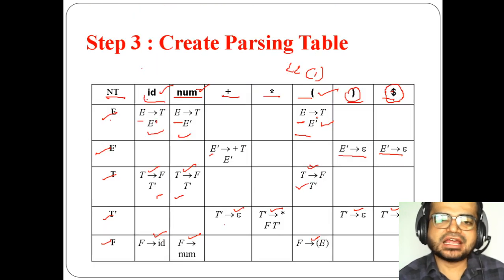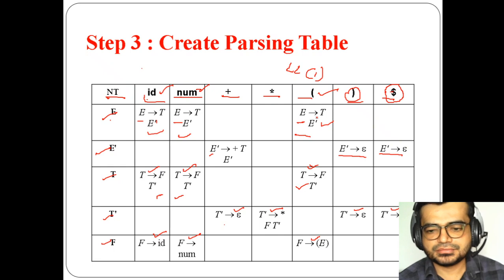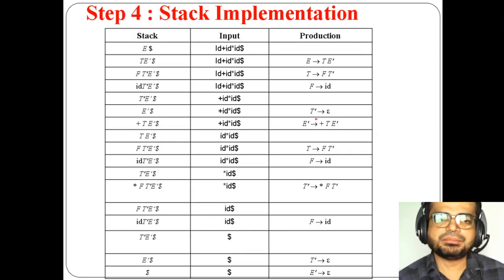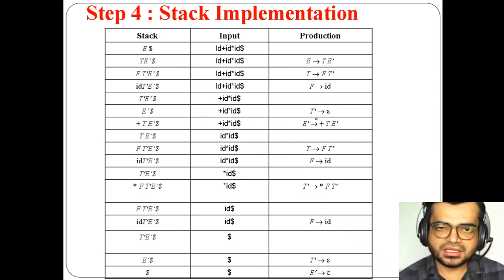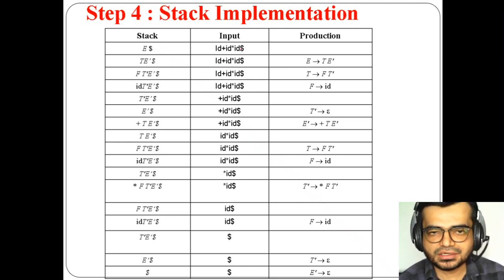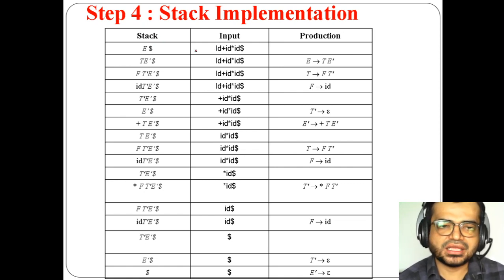So by this grammar, by this parsing table, yes, we can say that it is an LL(1) grammar. Now the next step is stack implementation. For stack implementation, I am taking an input which I need to check, whether this input is satisfied by the given grammar or not. How can you check that? You have to take it in this way.